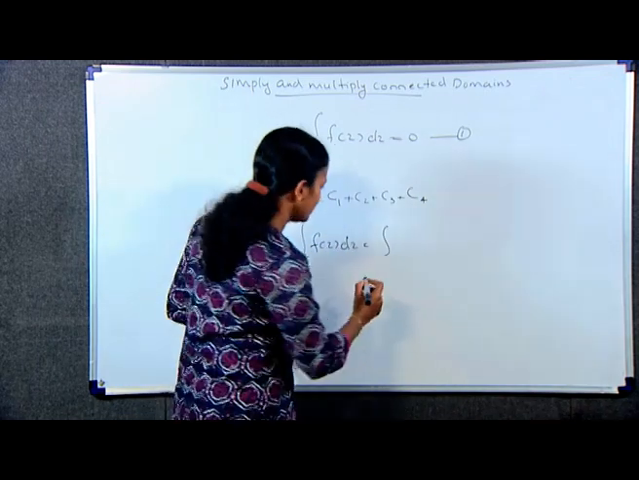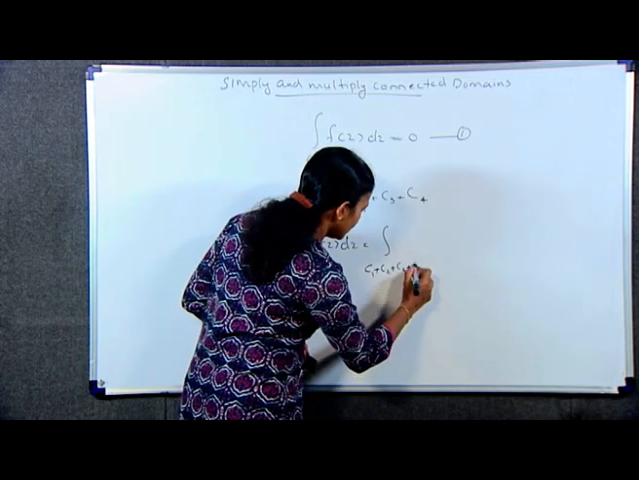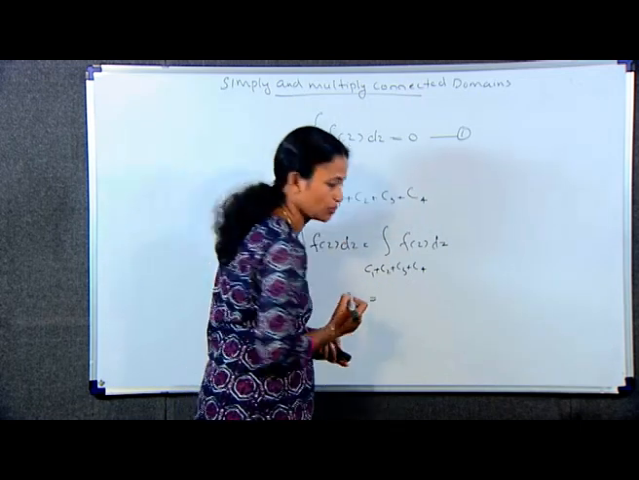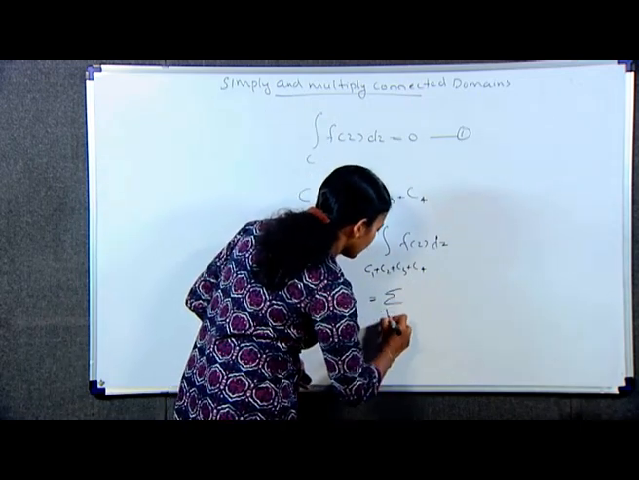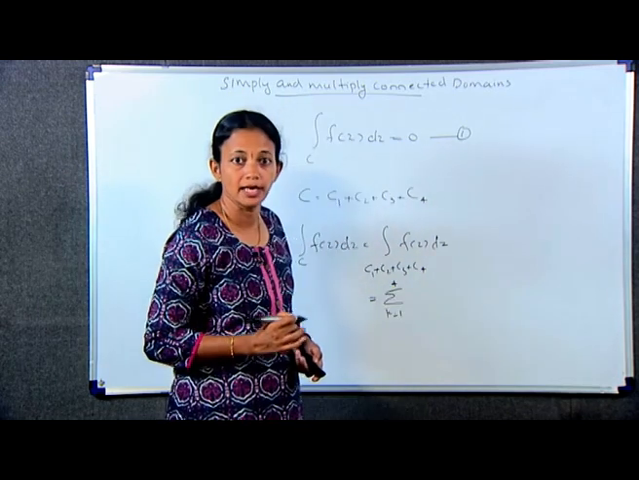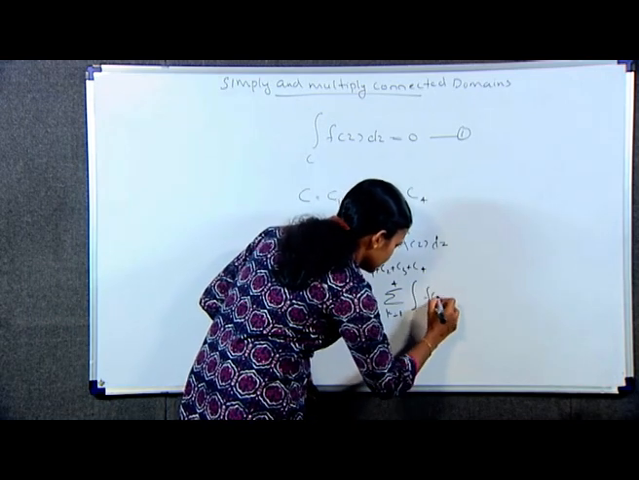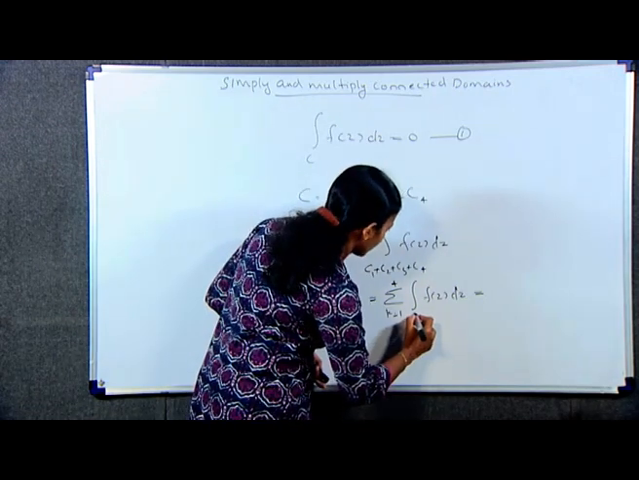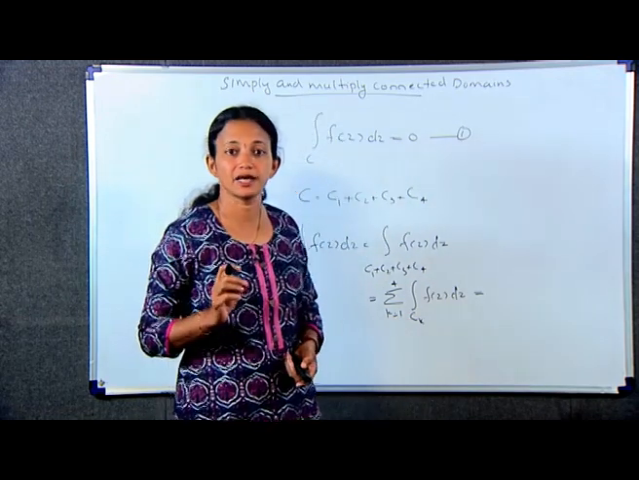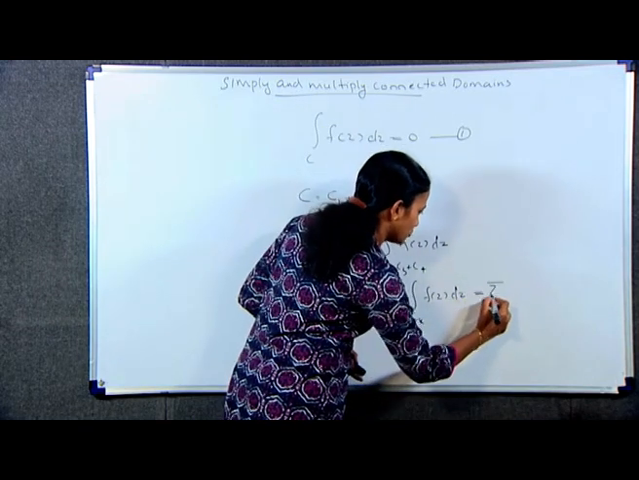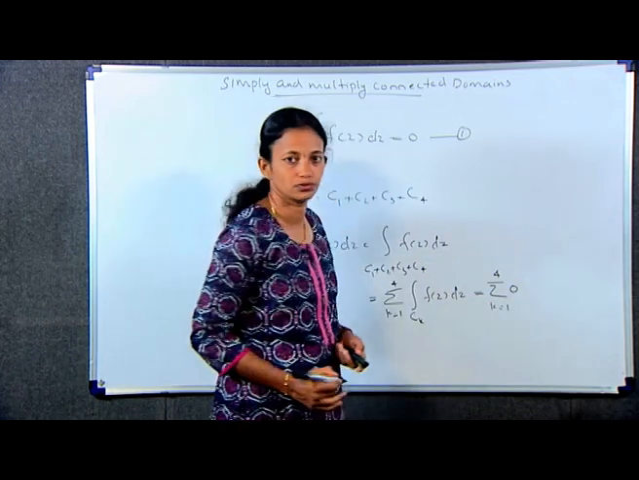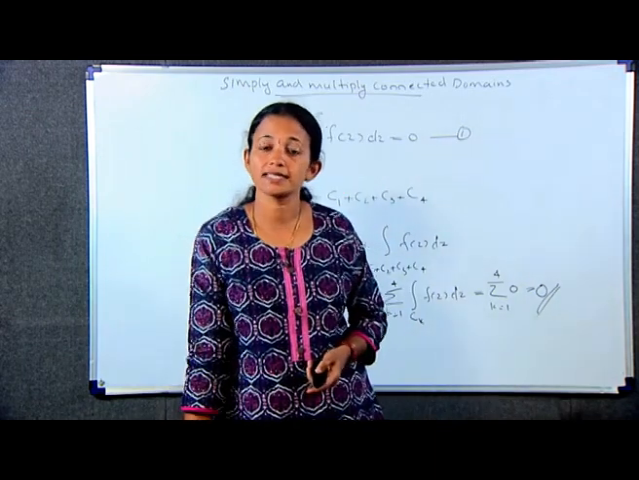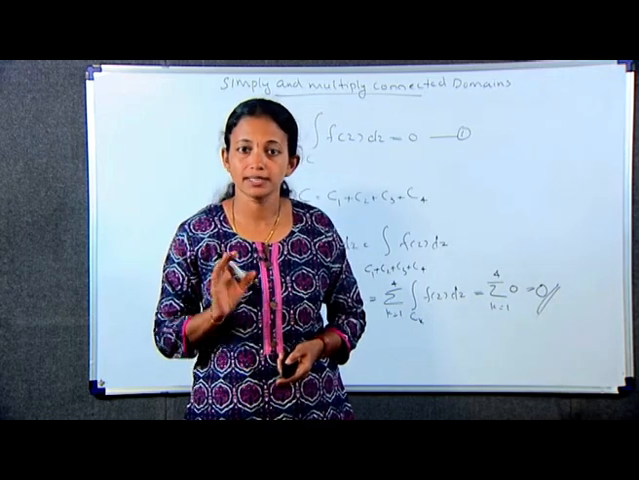the integral over C1 plus C2 plus C3 plus C4 of f(z) dz, which is equal to the sum, k from 1 to 4, of the integral over Ck of f(z) dz, which is equal to the sum, k from 1 to 4, of 0. That is, the value is equal to 0. If the closed contour has an infinite number of self-intersection points, then also the result is true.